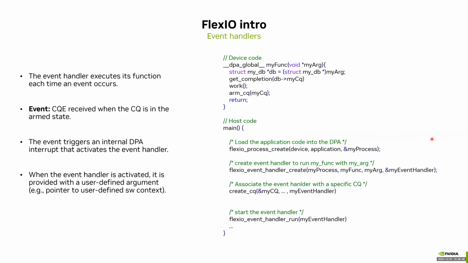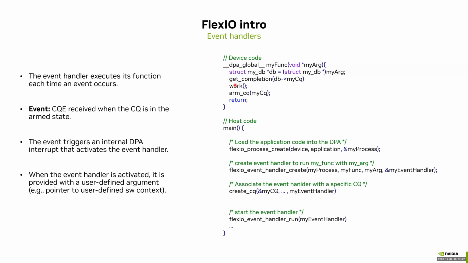Right. So a toy example of a FlexIO event handler is the following. You can define your function. This is the function that will run on the DPA. So you decorate it with DPA global to mark it as a function that can be triggered, let's say. And this takes an argument. And in this example, what we do is just get the completion queue associated with this handler, to understand what event actually triggered us. Imagine you want to read the cookie. You do some work, and then once you finish, you arm the CQ again in order to be triggered when the next cookie comes.